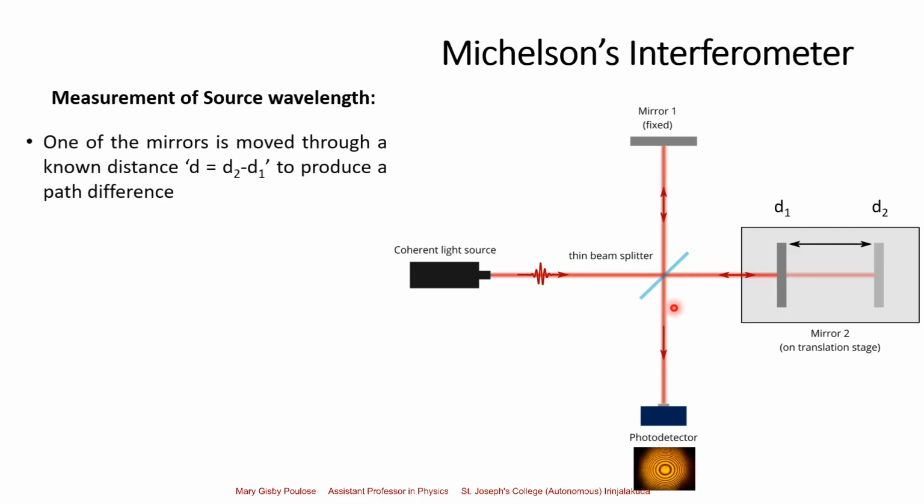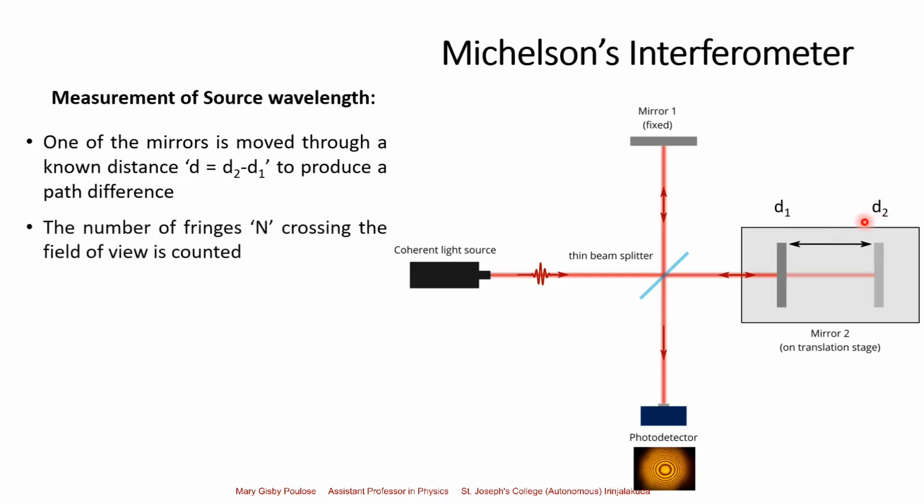One of the mirrors, that is, in this figure, the mirror M2, is moved through a known distance d, that is d2 minus d1, to produce a path difference. So if initially the mirror 2 was at a distance of d1, it is shifted to a distance d2 using a micrometer.